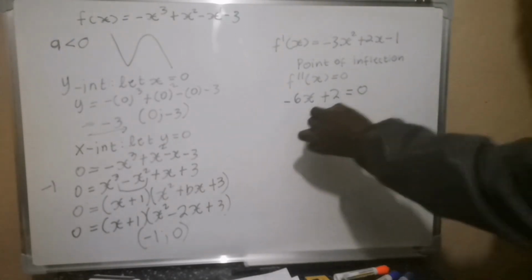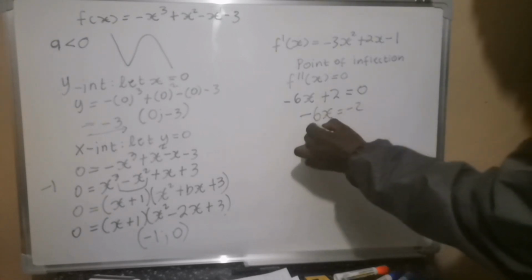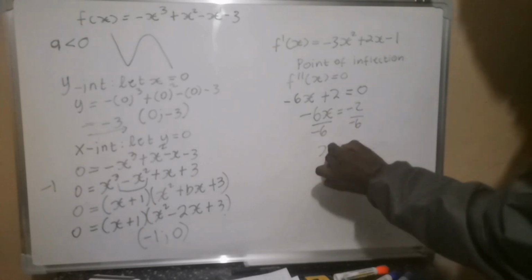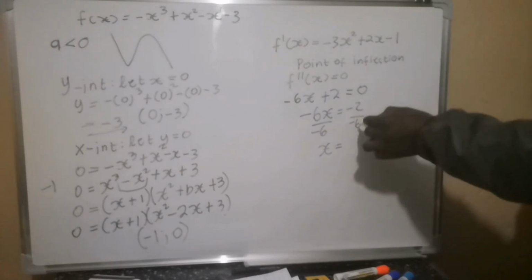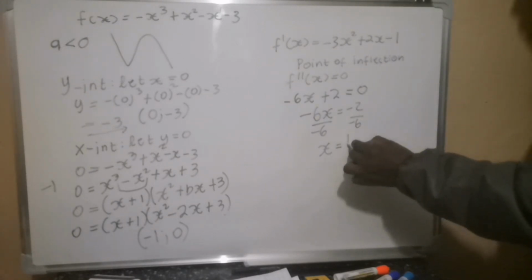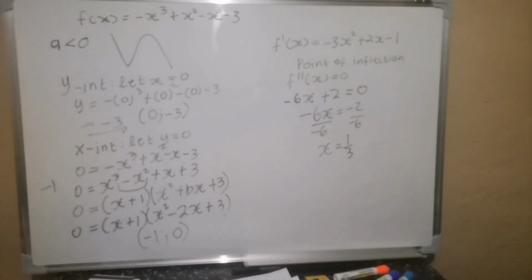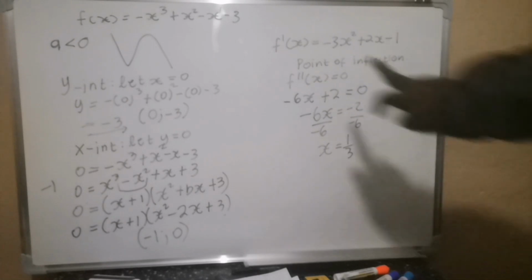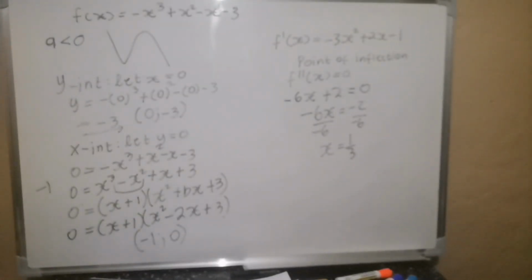You're going to have negative 6x equal to negative 2. You divide both sides by negative 6. Then your x is equal to 2 divided by 6, which is 1 over 3. And then you take this 1 over 3 and put it back into the original equation to find the y-coordinate of our point of inflection.